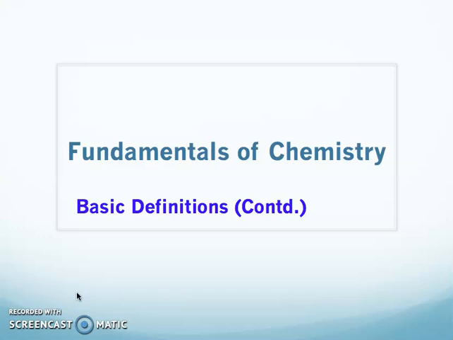Here we go with the third part of our basic definitions that have been continued over the last two videos. In previous videos, we have already discussed the basic definitions that we come across in our daily life when we are talking about chemistry, that is elements, compounds, mixtures, atomic number, mass number, and isotopes.